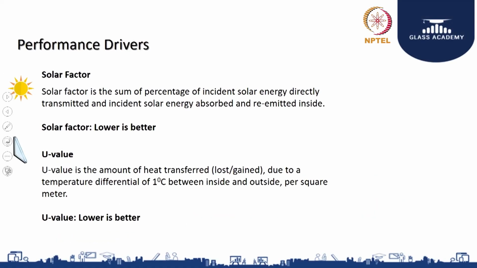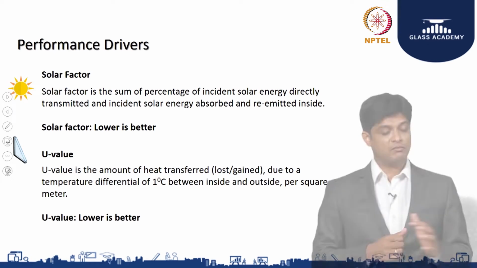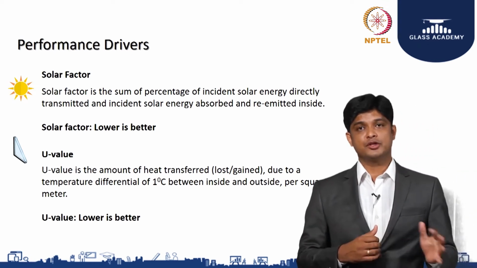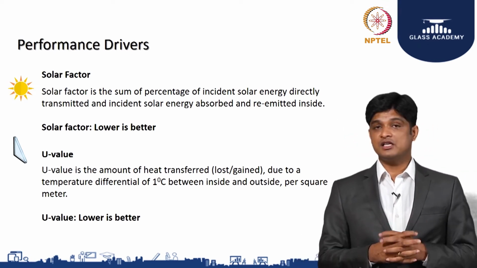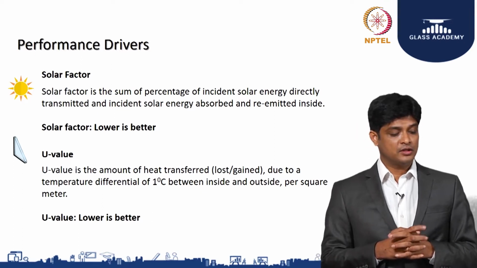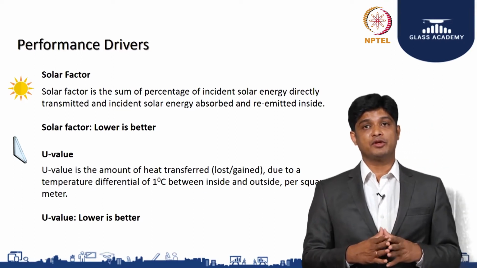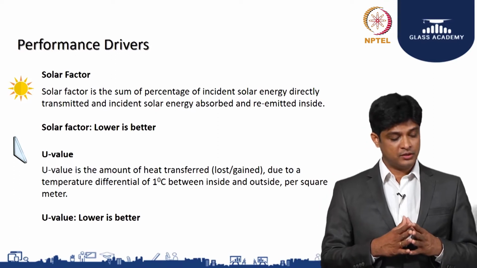So how to select a product after daylighting? There are two important parameters. One is the solar factor, another one is the U value. So how is light transmission going to give discomfort? These two parameters are also going to have a huge impact on occupant discomfort.